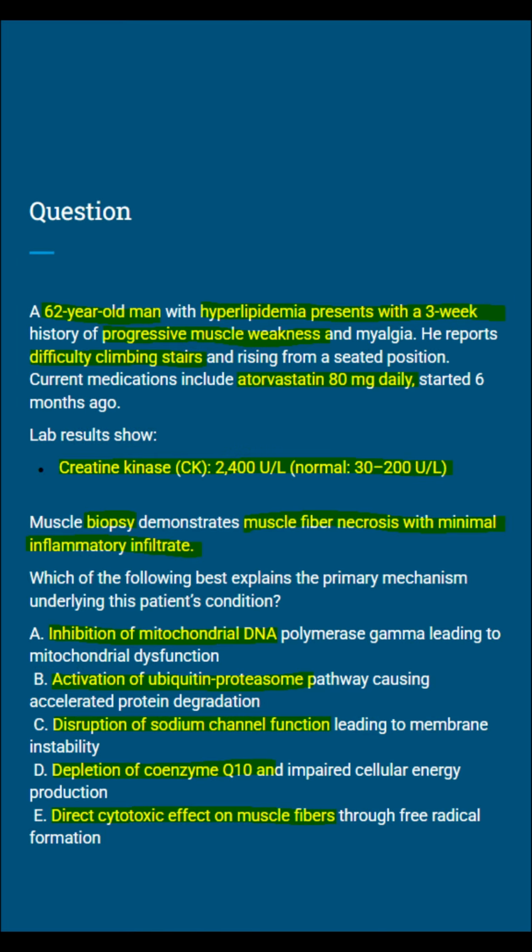We have a 62-year-old man with hyperlipidemia who presents with progressive proximal muscle weakness and myalgias for 3 weeks. He finds it hard to climb stairs and rise from a chair. He has been on high dose of atorvastatin for 6 months. Lab shows a markedly elevated creatine kinase at 2400 units per liter, and muscle biopsy demonstrates muscle fiber necrosis with minimal inflammation. The question asks, what is the primary mechanism behind this patient's condition?